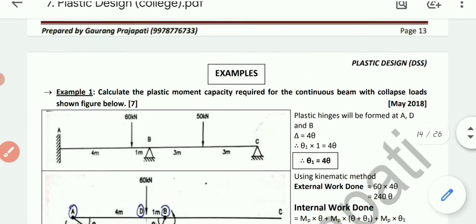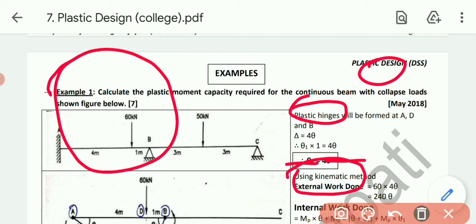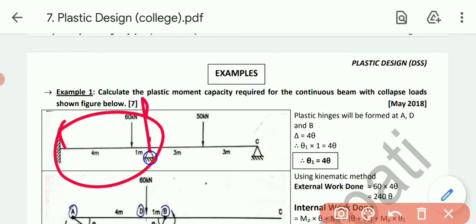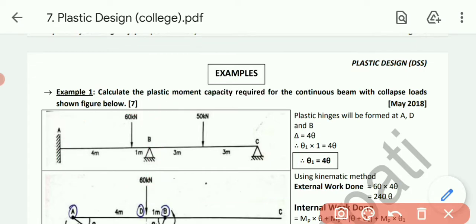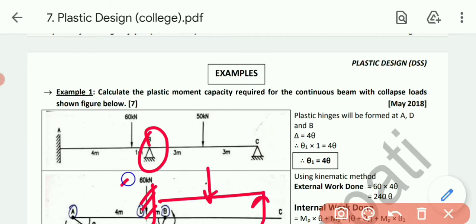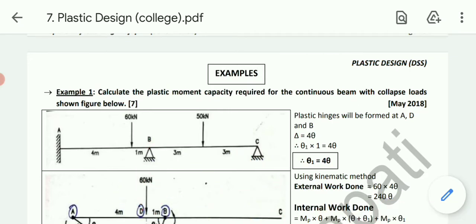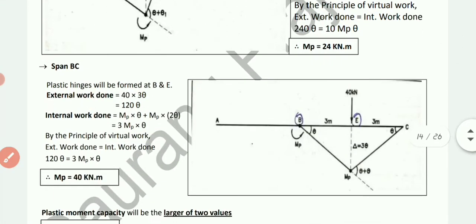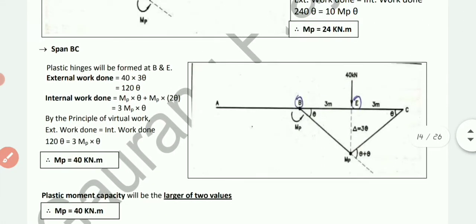Okay, so what we have done, we have separately solved the first span, that is AB. Now let's solve the another span, that is BC. Now B, as it is an intermediate support, a fixed support, will act as a propped cantilever beam with central point load like this one. So let's solve this one.